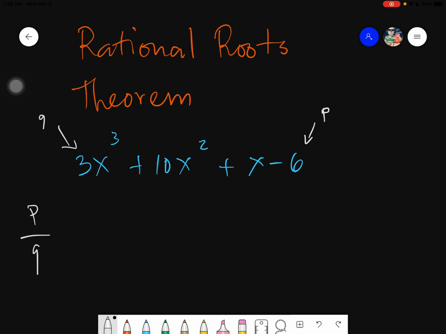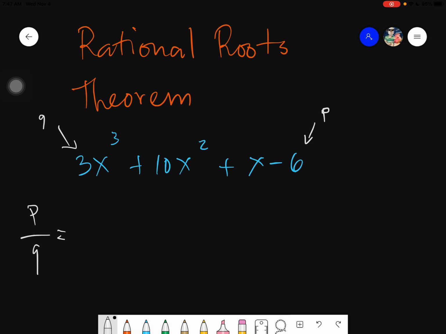And then the Q would be from your numerical coefficient, or the leading coefficient, which is of course the numerical coefficient of the highest degree, which is x cubed. And we don't really mind the sign, whether it is negative or positive, because when it comes to the rational roots theorem, we are always taking into consideration the positive numbers and also the negative numbers.